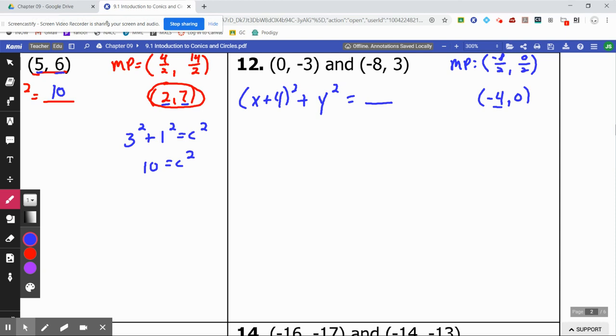Again, the radius is the distance from the center to the outside. And you can use either point there. So therefore, the distance from 0 to -4 would be 4. The distance from -3 to 0 would be 3. And that's actually a Pythagorean triple. We know that our radius would be 5. Or you can actually perform a squared plus b squared equals c squared. 25 equals c squared. So c again would be 5. So therefore, my radius squared would be 25.